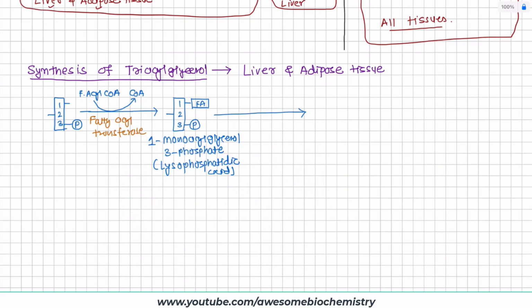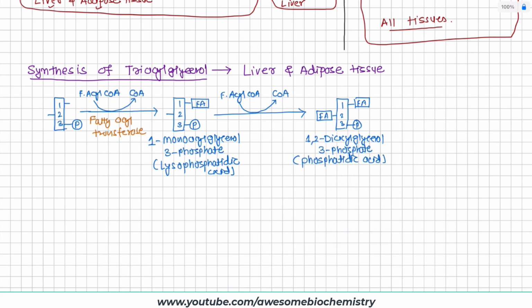In the next step, a second fatty acyl-CoA adds its fatty acid onto carbon 2 with release of coenzyme A. So the resulting molecule looks like this. The name of this compound is 1,2-diacylglycerol 3-phosphate, more commonly called phosphatidic acid. This reaction is also catalyzed by fatty acyl transferase.